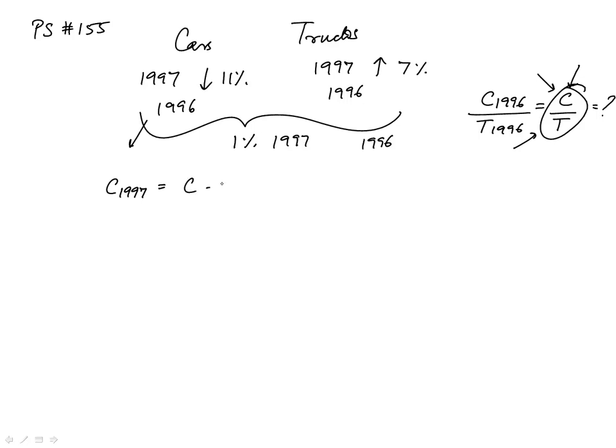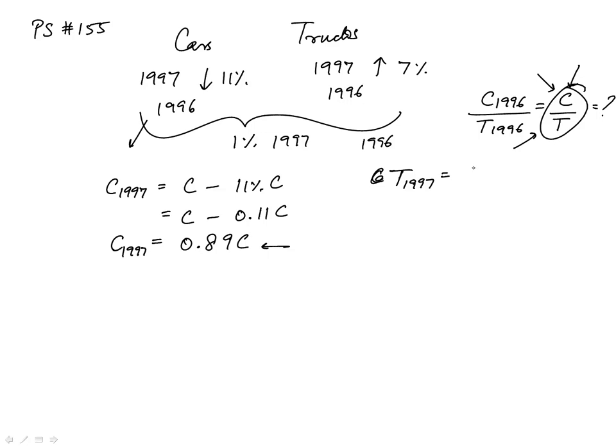So here, for example, revenue from car sales in 1997 was 11% lower. So it would be C minus 11% of C. Now, 11% can be written as 0.11 C, so this becomes 0.89 C, where C is the revenue from car sales in 1996. We can do the same thing for the trucks. Truck 1997 would be 7% more. So T plus 7% of T, which is T plus 0.07 T, or we can write it directly as 1.07 T.